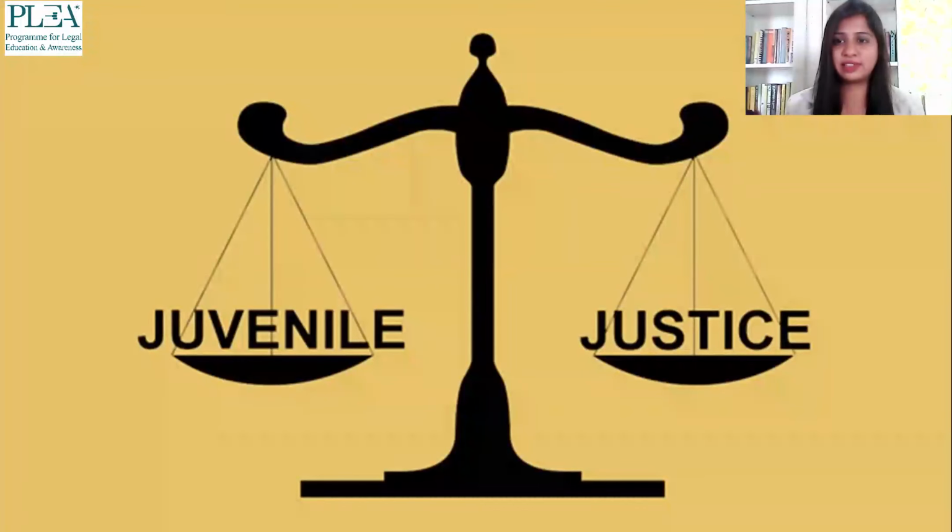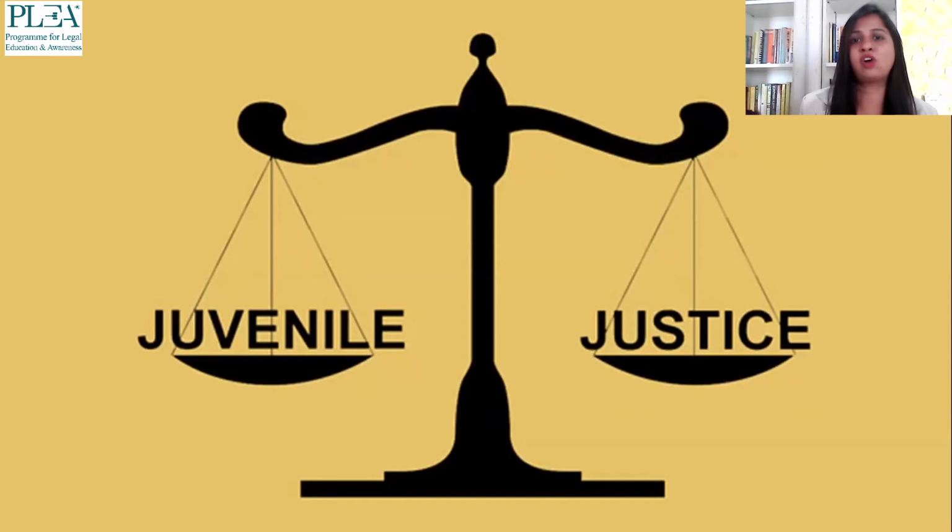So the Juvenile Justice Act, and let me tell this to the viewers. I hope the participants are aware that this law is divided in two parts. One is with the child in need of care and protection. In short, we call them CNCP. And the other one is the child in conflict with law. In short, we call them CCL.